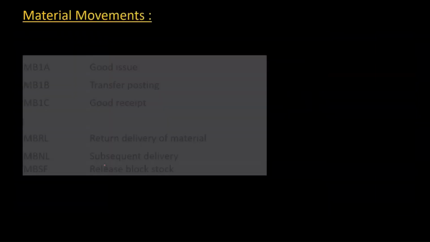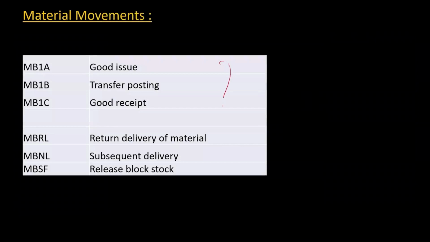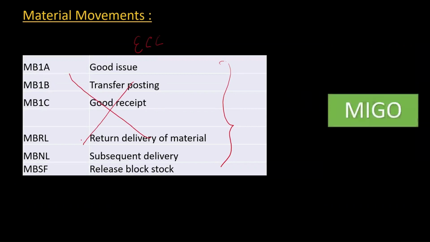Also for material movement, these are the T codes used for movement of the material, for goods issue, goods receipt, or if you want to remove the stock from blocked stock. These are the T codes used in ECC and these are obsolete in S4 HANA, and they are replaced with a single transaction, that is MIGO in S4 HANA. So we'll see in SAP.